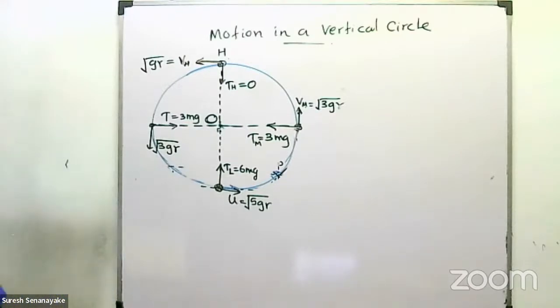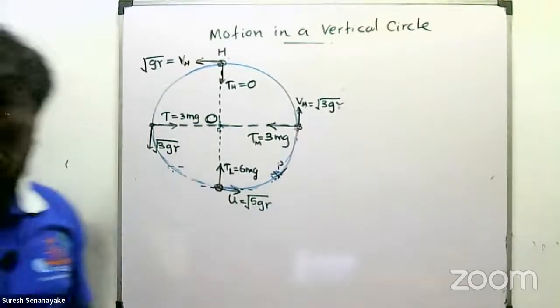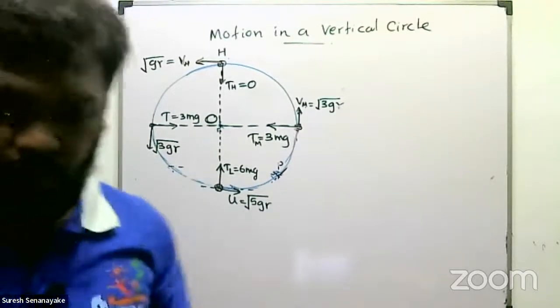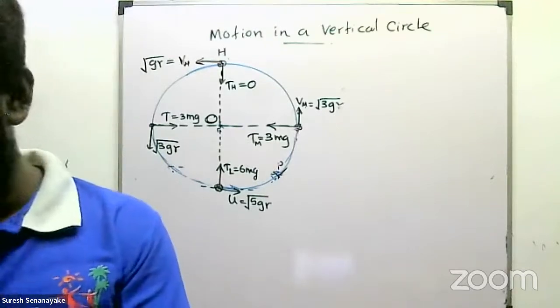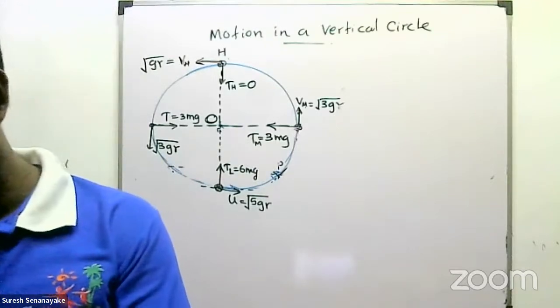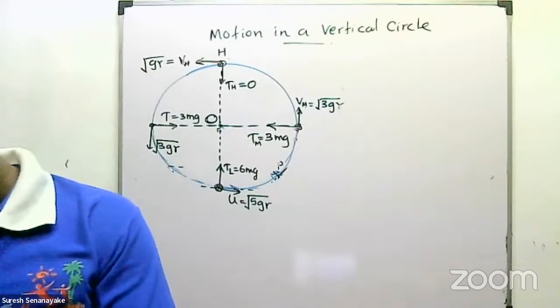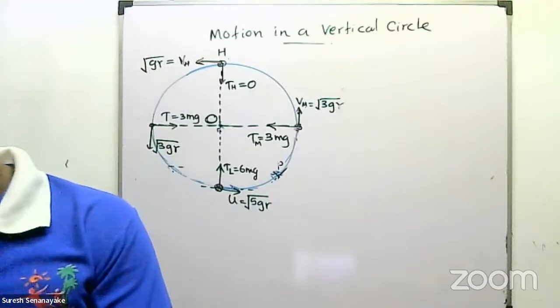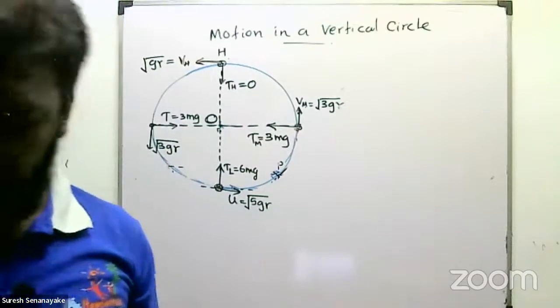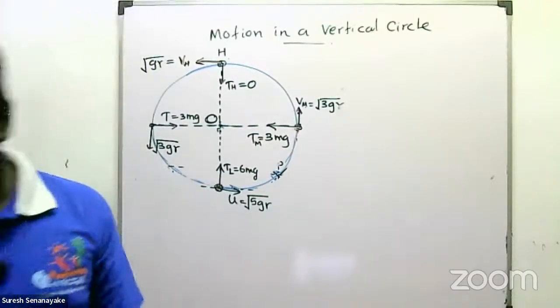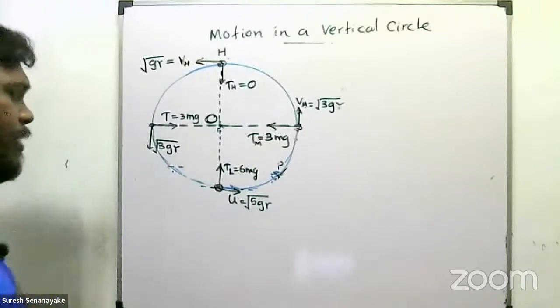First, what is the required velocity at the lowest position? What is the velocity required at the lowest position, just to reach the point M? M means the middle point.